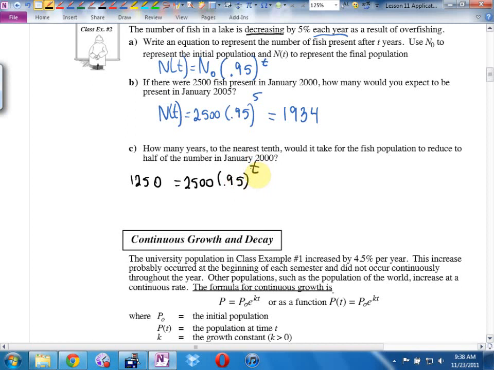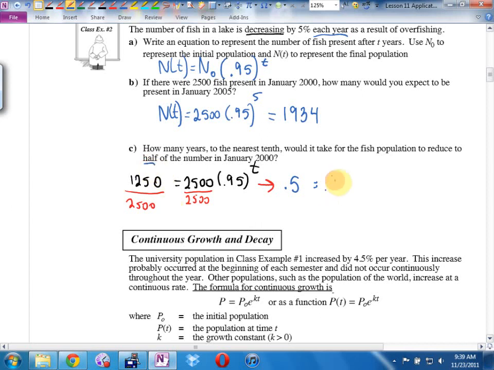How will I solve it? Well, I'll eventually take the log of both sides, but is there a coefficient in front? Is there an exponent over here? Then I'm actually going to divide by 2,500 on both sides. Without a calculator, can you please tell me what 1,250 divided by 2,500 will be? You know how I knew it would be a half? Here's my equation.